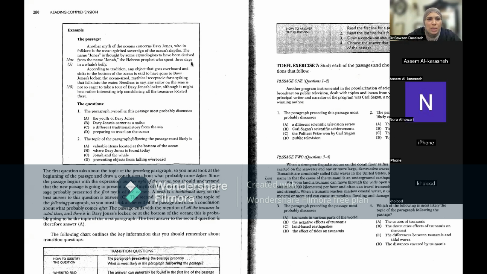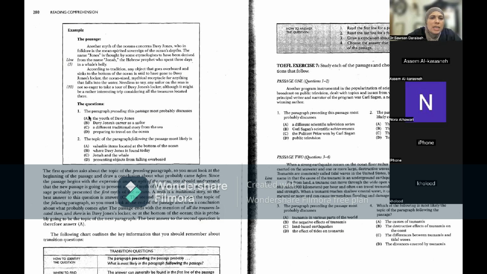Who spent 3 days in a whale's belly. Belly means stomach. So I think all of you guys know that this story is the story of who? Of Sayyidina Yunus, right? Etc.